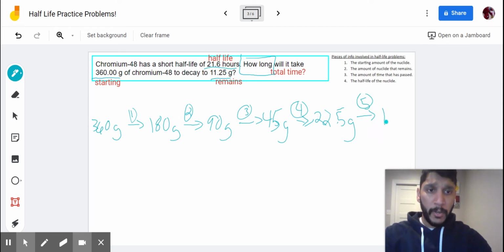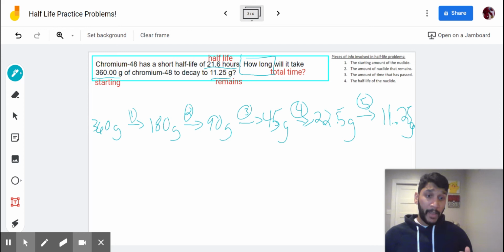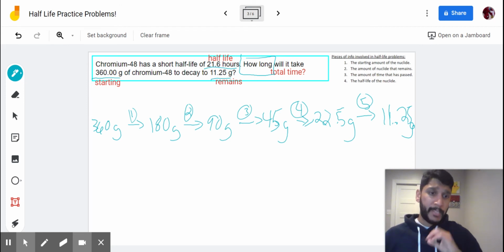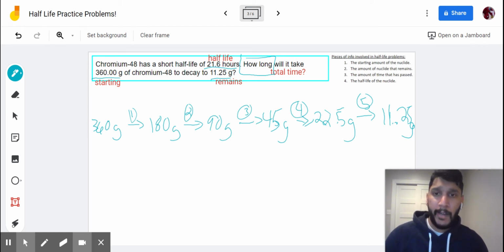And that is going to be our 11.25 grams, right? So it took 5 half-lives to go from 360 grams to decay down to 11.25 grams. During that time, that's when it was emitting that radiation as it was decaying.